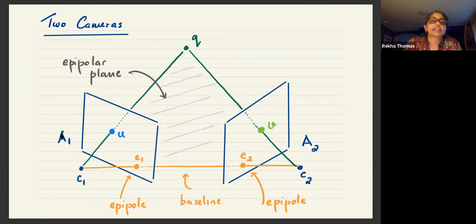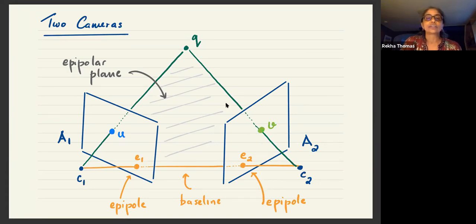All right, so let me go to the situation of 2 cameras and our question. So let's say we have a camera A1 with center C1 and a camera A2 with center C2, and I take a picture of this world point Q. Then this Q images to u in the first camera and to v in the second camera. And this orange line you see at the bottom is called the baseline of the camera pair. It is the line that joins the 2 centers. And you notice that this baseline intersects the 2 cameras at 2 special points called e1 and e2. So e1 is the image of the center C2 in the camera A1, and e2 is the image of the center C1 in the camera A2. Okay, so these are very special points. They're called the epipoles of the cameras.